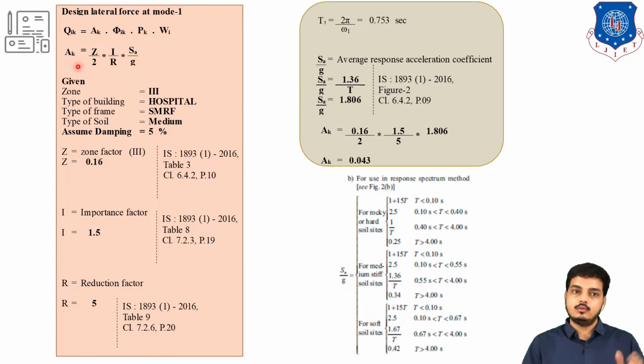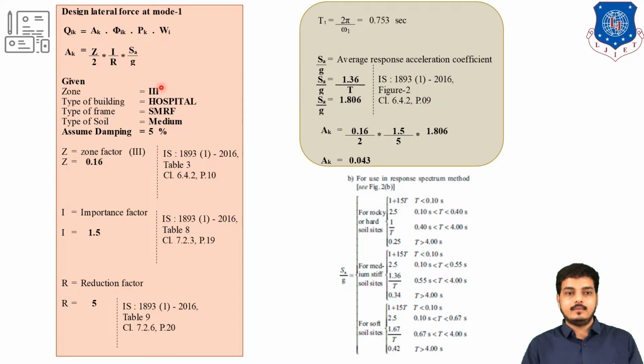So Ak is similar to Ah. The formula is Z by 2 multiplied by I by R multiplied by Sa by g. You know that Z is the zone factor, I is the importance factor, R is the response reduction factor, and Sa by g is found with the help of the type of soil as well as the natural period. Now these three terms are similar to what we were using in the previous sum. This Sa by g we need to find out in a different way. It's somewhat similar, but let's look at how to find it.